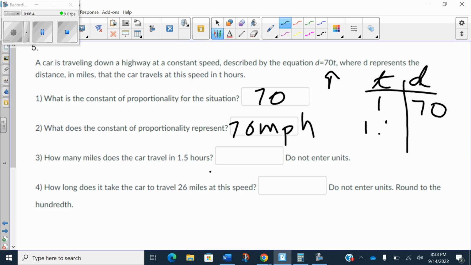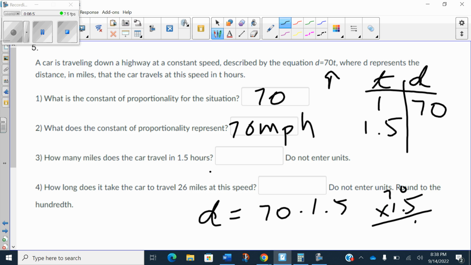How many miles does the car travel in 1.5 hours? So I'm going to say 1.5. So since my equation was the distance is equal to 70 times the time, so that's 1.5. So 70 times 1.5, 35 plus 70, so it's 105 miles.